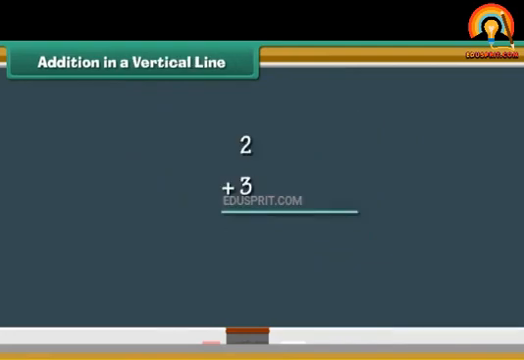Addition in a vertical line. Let us now add numbers vertically. To do that, let us write the numbers one below the other. To add 2 and 3 vertically, write the 2 numbers one below the other. Draw 2 vertical lines next to 2 and 3 vertical lines next to 3.